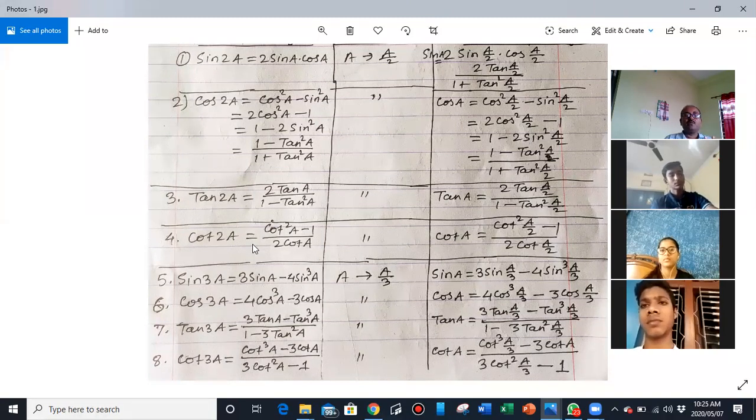Cot 2A equal to cot square A minus 1 by 2 cot A. Its sub-multiple form will be cot A equal to cot square (A by 2) minus 1 by 2 cot (A by 2). Now for the next formulas, A is replaced by A upon 3, for numbers 5, 6, 7 and 8.